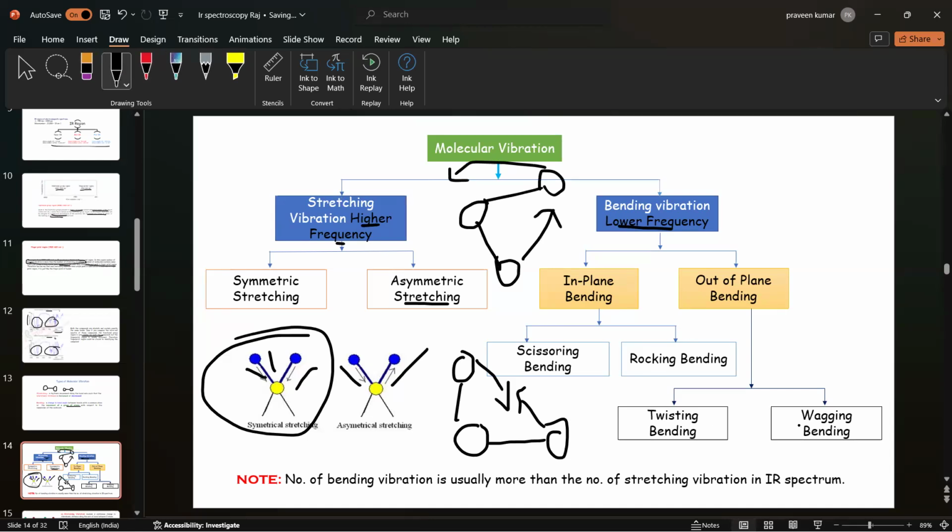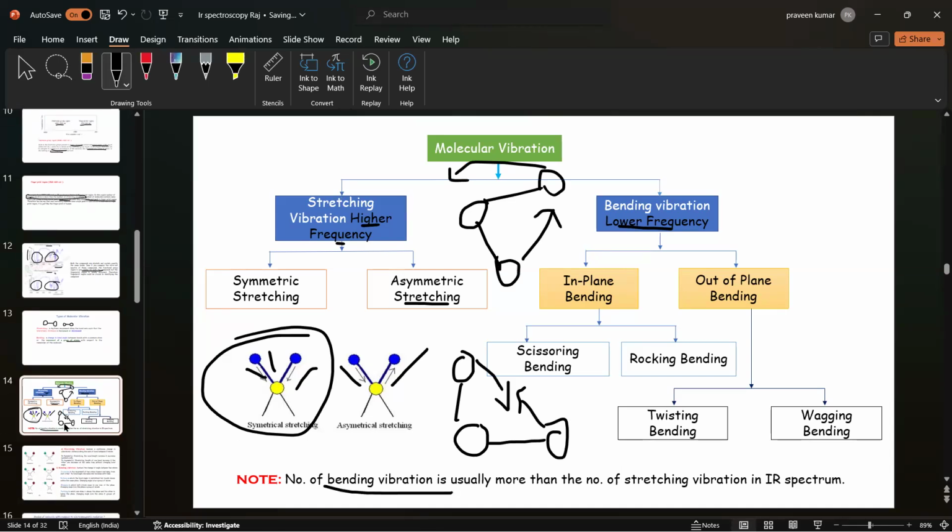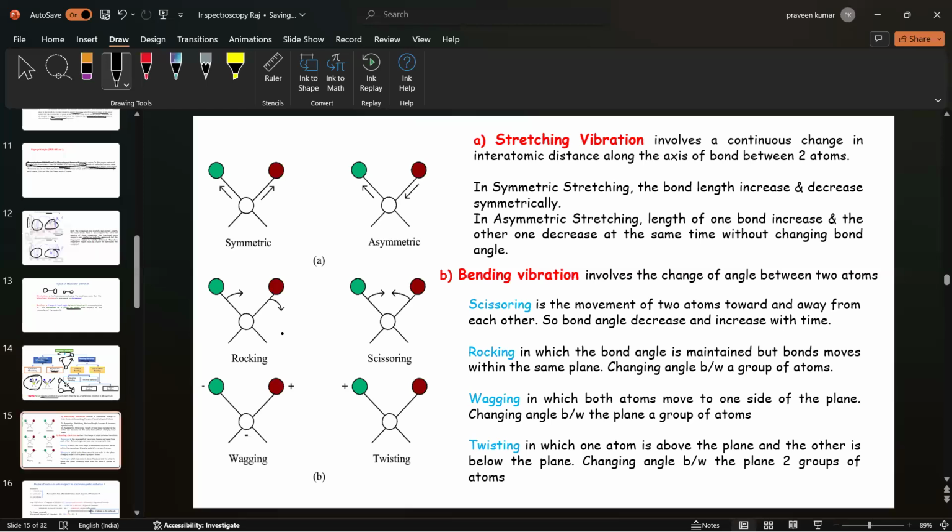Next, out of the plane are twisting and wagging. Generally remember it, guys: the number of bending vibrations is more when compared to the stretching vibrations. This is the whole schematic diagram of stretching, rocking, scissoring, twisting, and wagging. As you can see in twisting, one atom is above the plane and another is below the plane, changing the angle between the planes of the two groups of atoms. In wagging, both atoms move to one side of the plane, changing the angle between the planes of the two groups.